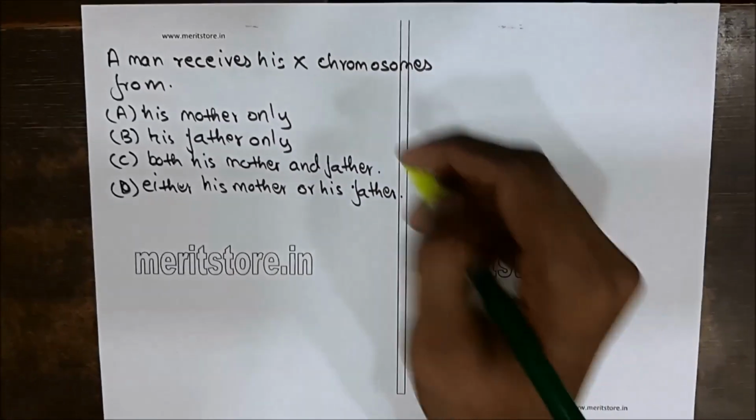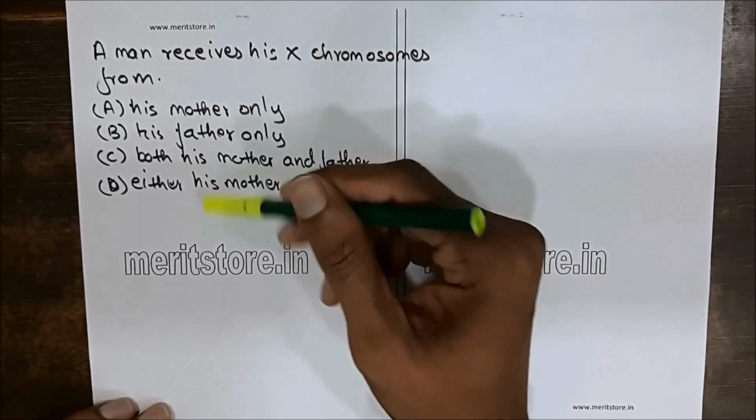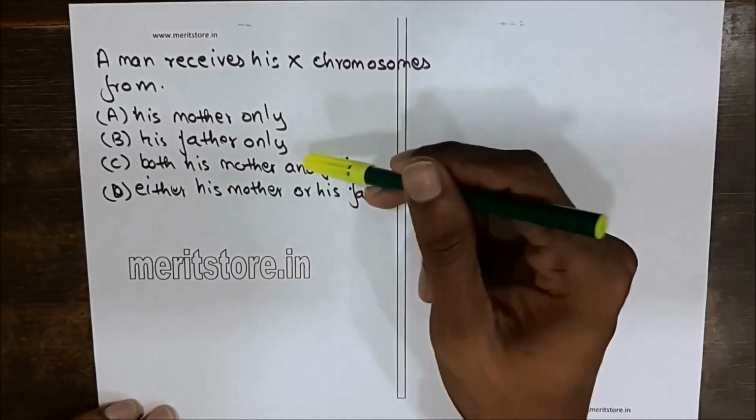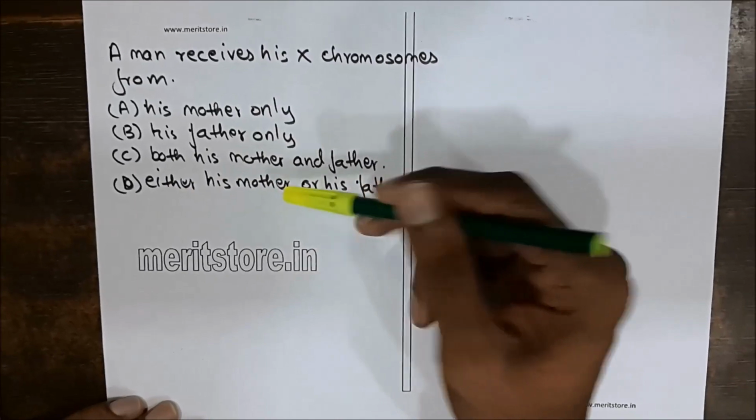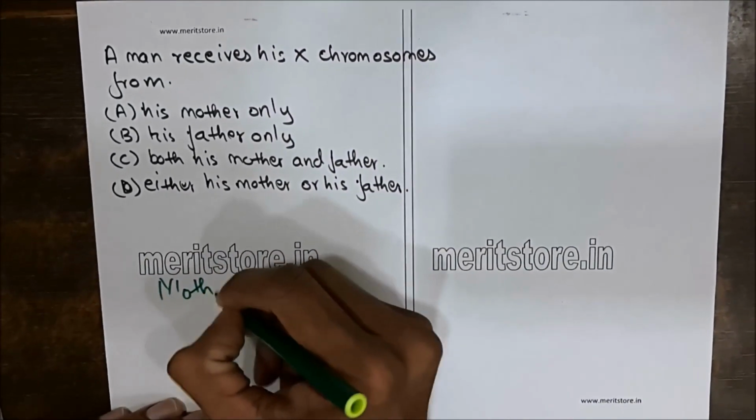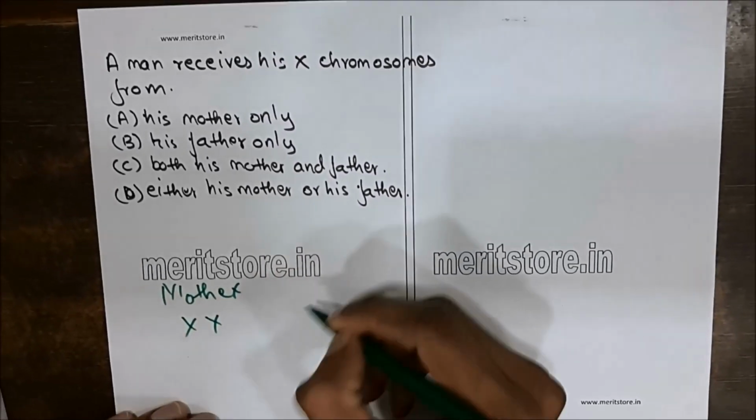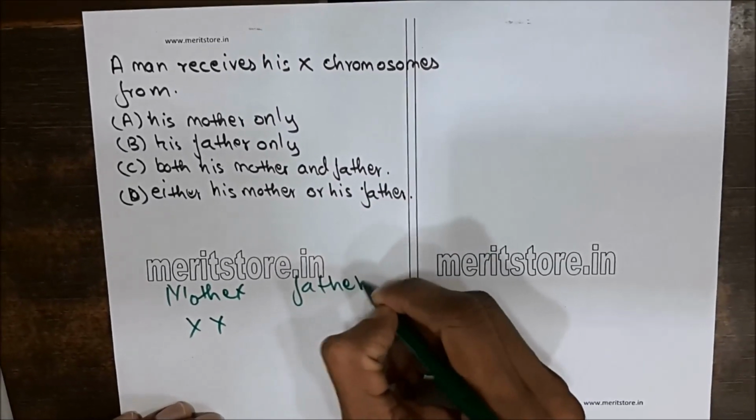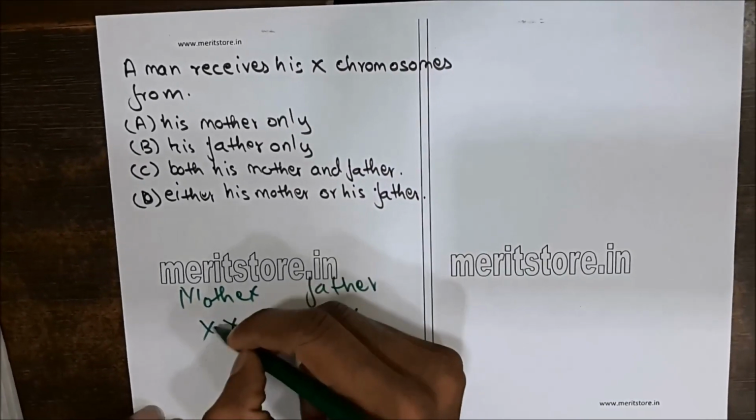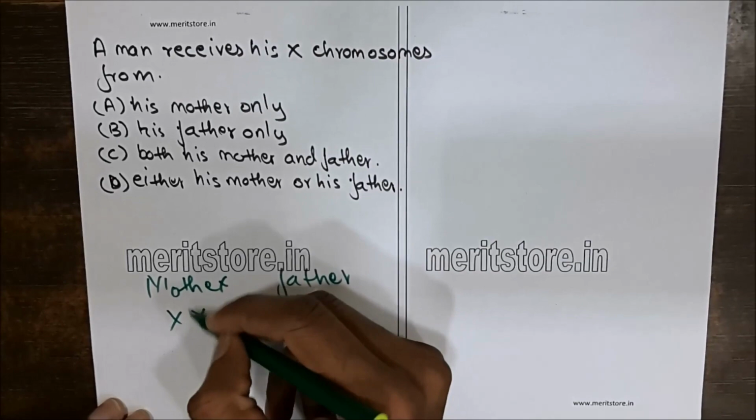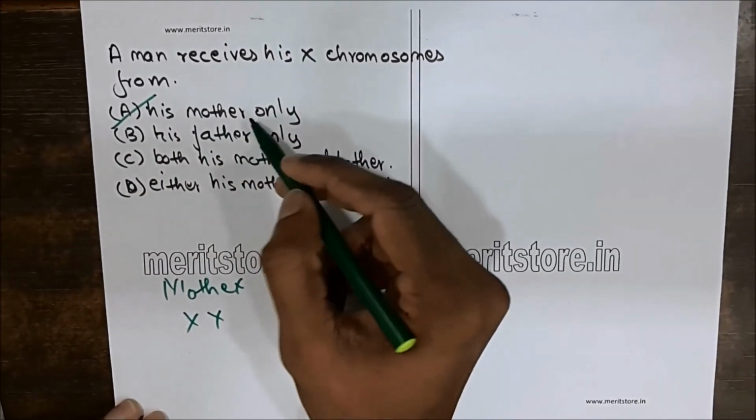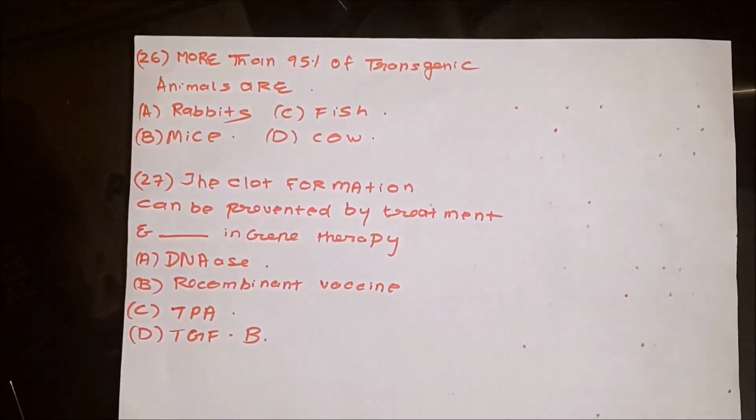A man received his X chromosome from, we have four options: A, his mother only, B, his father only, C, both his mother and father, D, either his mother or his father. We know that for mother we have XX chromosome and for father we have X and Y chromosome. So therefore we see that mother contains both XX chromosomes. So X chromosome comes from mother. Therefore option A, that is his mother only, is the correct answer. Moving on to the next MCQ.